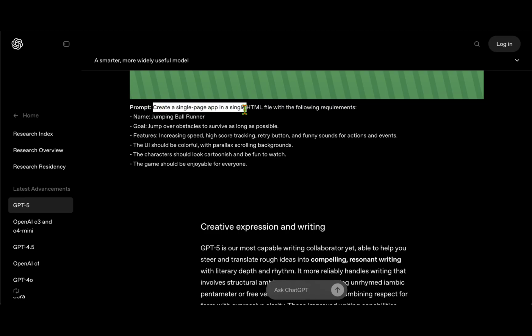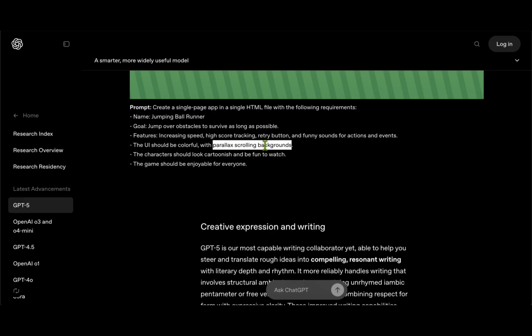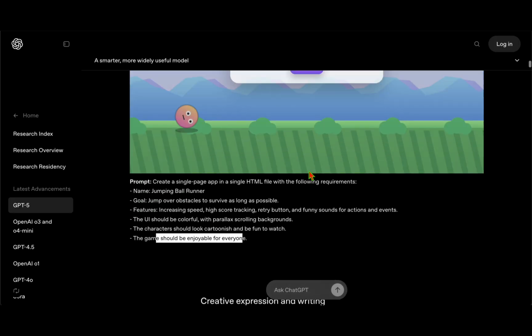Create a single-page app in a single HTML file with the following requirements. Name: Jumping Ball Runner. Goal: jump over obstacles to survive as long as possible. Features: increasing speed, high score tracking, a retry button, and funny sounds for actions and events. The UI should be colorful with parallax scrolling backgrounds. The character should look cartoonish and be fun to watch. The game should be enjoyable for everyone.